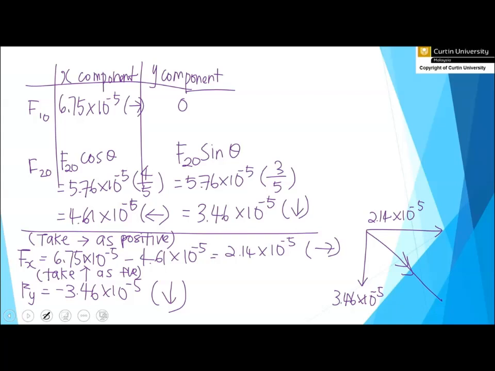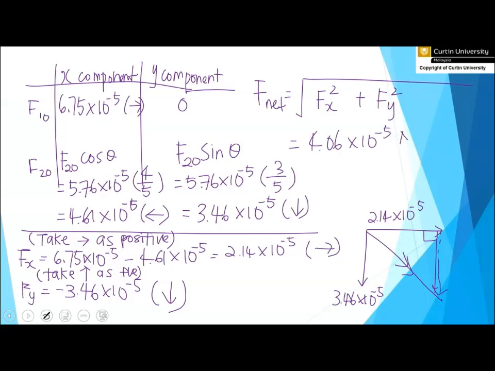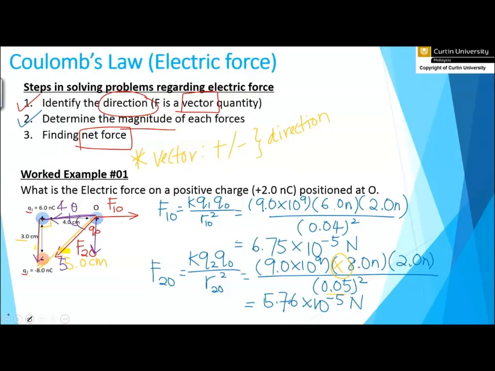Which can actually be solved by Pythagoras theorem, moving this side to this side. This is a right angle triangle. So the last step to solve the net force equals the square root of your total Fx squared plus your Fy squared. So you get 4.06 times 10 to the power of negative 5 Newton. Right? So that solves our third step.